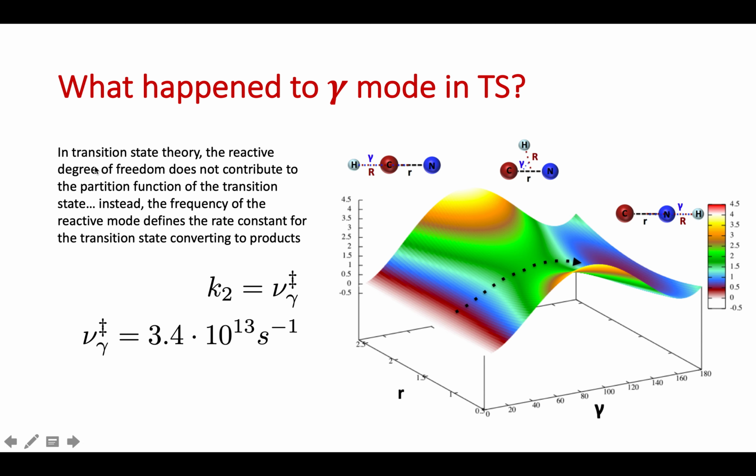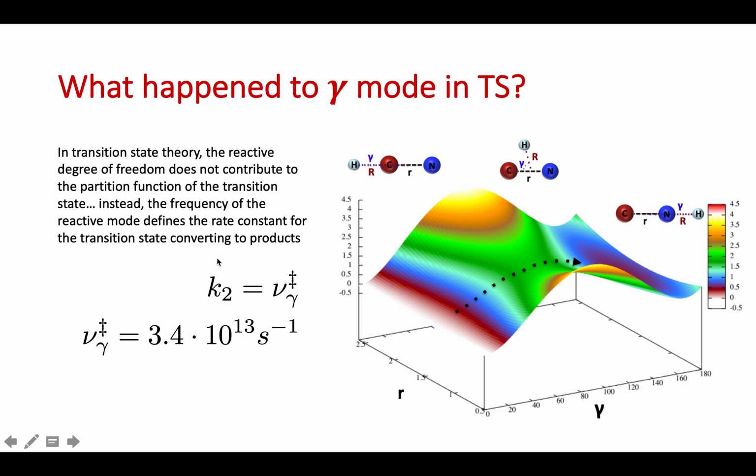Okay, now finally, we have to deal with this gamma mode. So we said it doesn't enter into the partition function, but nevertheless, once we're in this transition state geometry, we still have motion along this gamma coordinate. And in fact, it's that motion along the gamma coordinate which is going to take us over the hill down to the products. So the frequency of this gamma mode when you're in the transition state plays a critical role in the overall rate of the reaction. In fact, that frequency is what defines the rate constant which we discussed in the very first slides, which we called k2.